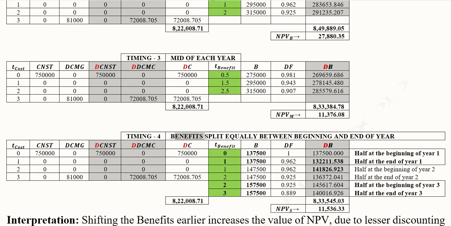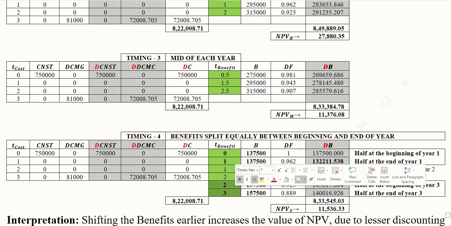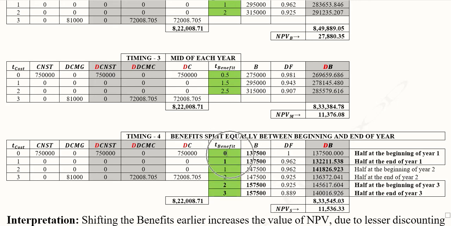So for this case, the benefits are split equally between the beginning and the end of the year. It means that half of the benefit will occur in the beginning of that time period, and the remaining half will occur at the end of that time period. So this is the first year, this is the second year, and this is the third year. This is actually the beginning of the first year, end of the first year, beginning of the second year, end of the second year, beginning of the third year, and end of the third year.